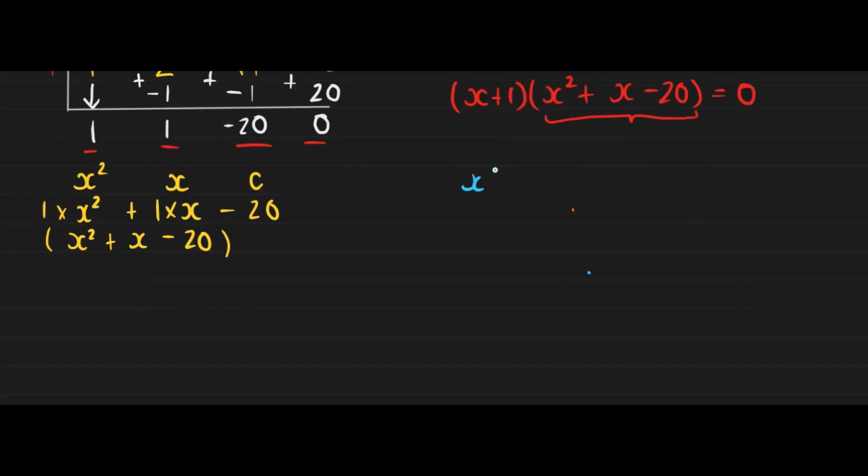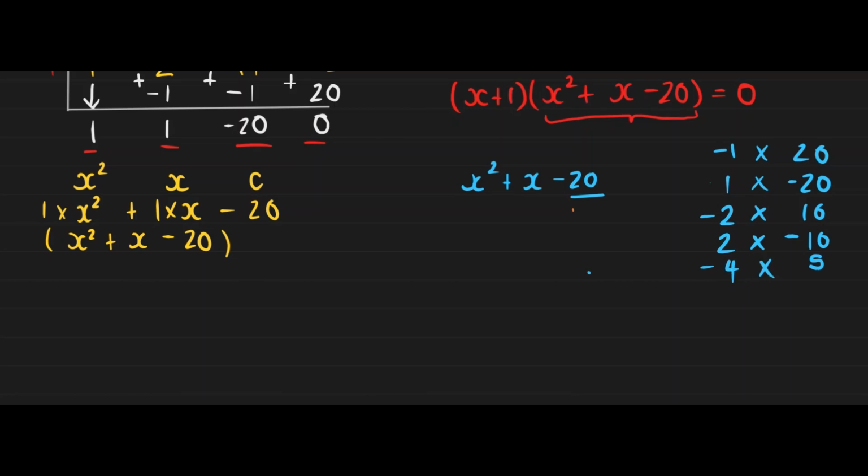If we have x squared plus x minus 20, then we need to look at the c and find its factors. We know the factors of negative 20 are: 1 multiplied by negative 20, negative 1 multiplied by 20, then 2 multiplied by negative 10, negative 2 multiplied by 10, and the last ones are negative 4 multiplied by positive 5, and positive 4 multiplied by negative 5. So those are the factors of 20.